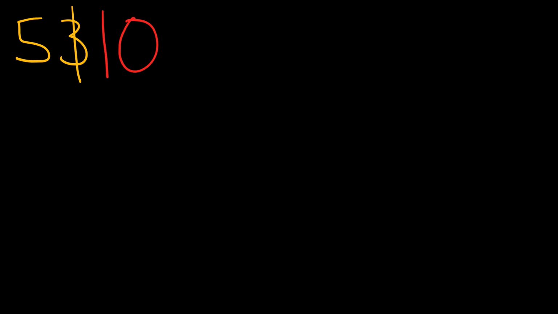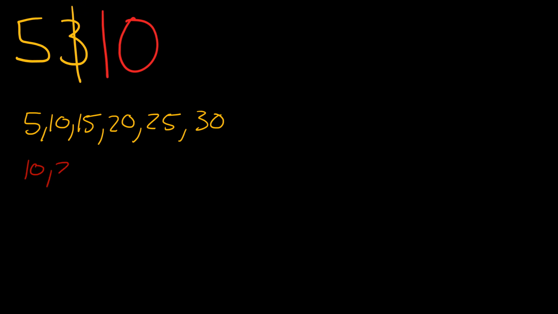Let's do another problem. So now we have 5 and 10. Pause, take a break, see if you can figure this one out. Alrighty, let's go over it. So first, let's list our multiples of 5. We have 5, 10, 15, 20, 25, 30. Now let's list our multiples of 10. We have 10, 20, 30, 40, 50, and 60.